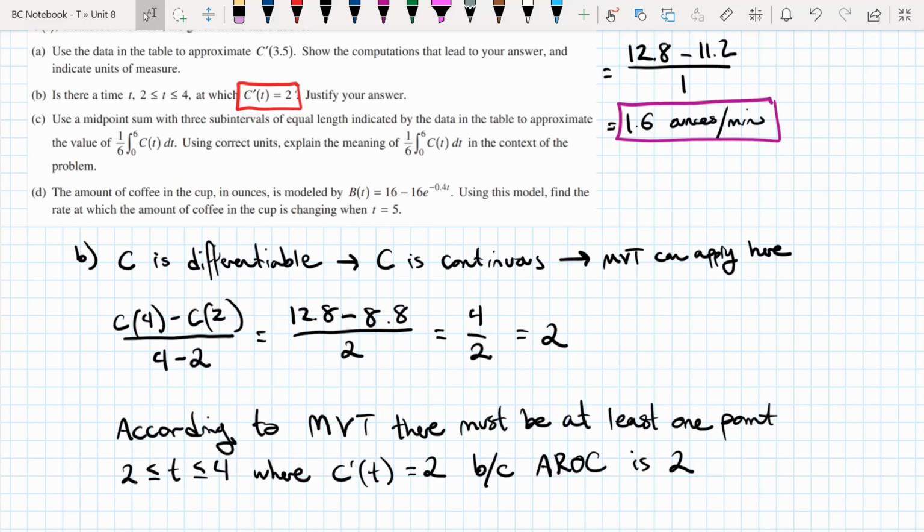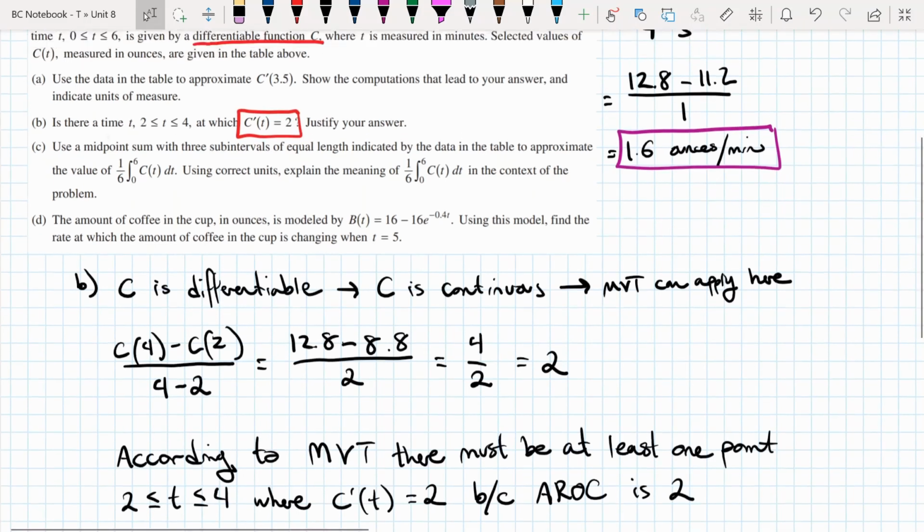Okay. Number 3, our letter C is asking us to approximate the value of this integral, 1/6 integral from 0 to 6 of C of t, using a midpoint sum, and then determine what this means in context with the problem. Okay, so what does it mean to use a midpoint sum here?